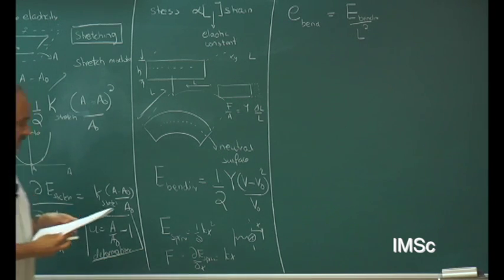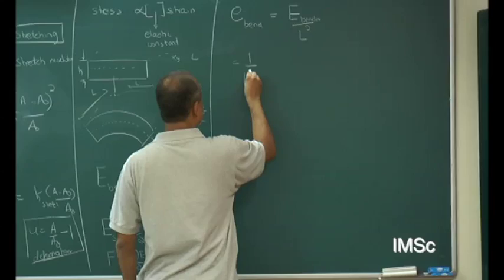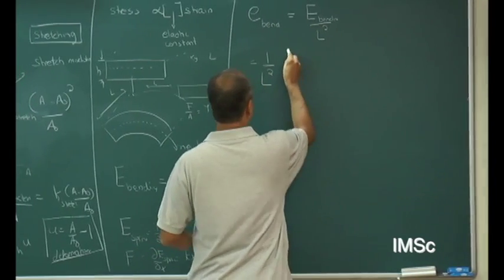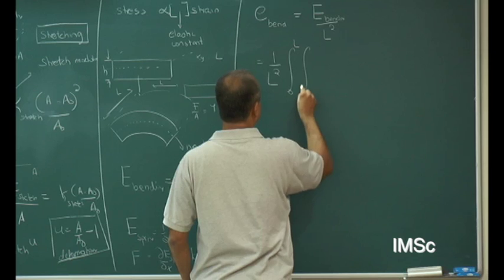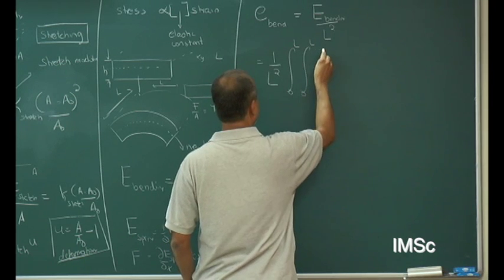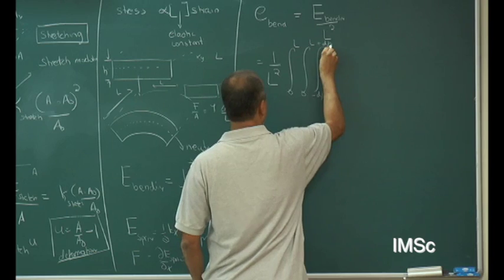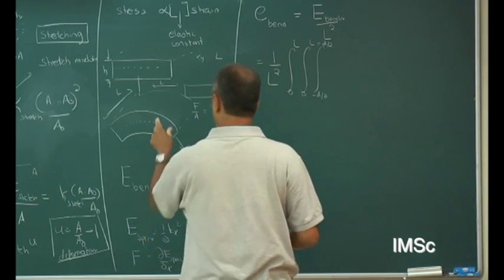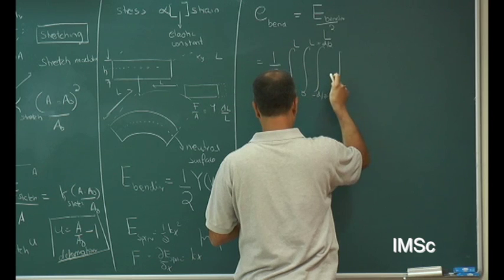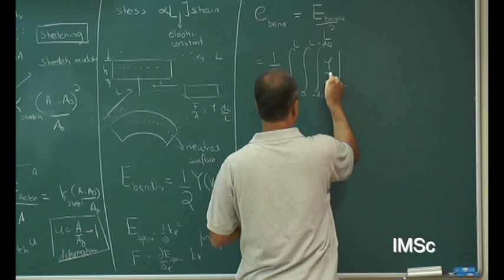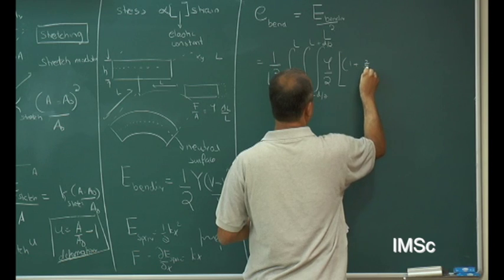So this quantity I will now write as 1 over L squared, an integral between 0 to L, this is the dx integral, an integral between 0 to L, this is the dy integral, and an integral between minus d over 2 and plus d over 2. And over here I must put my little element. So I'll just write it down and then we can look at it. This is Y divided by 2. This is 1 plus z divided by r.